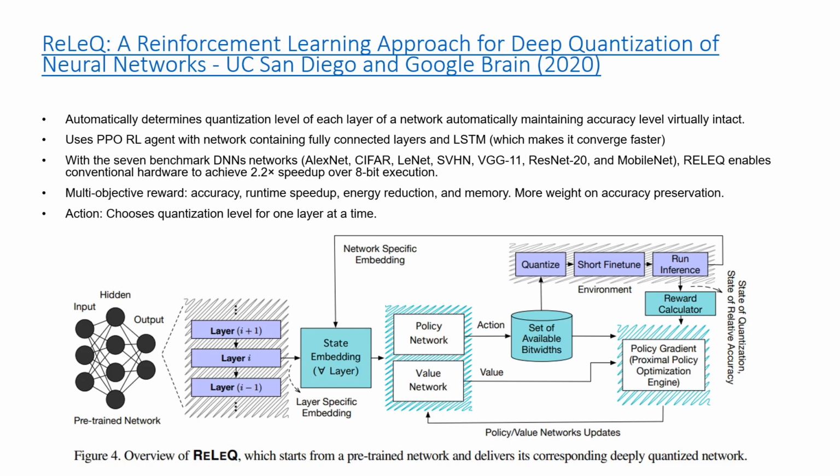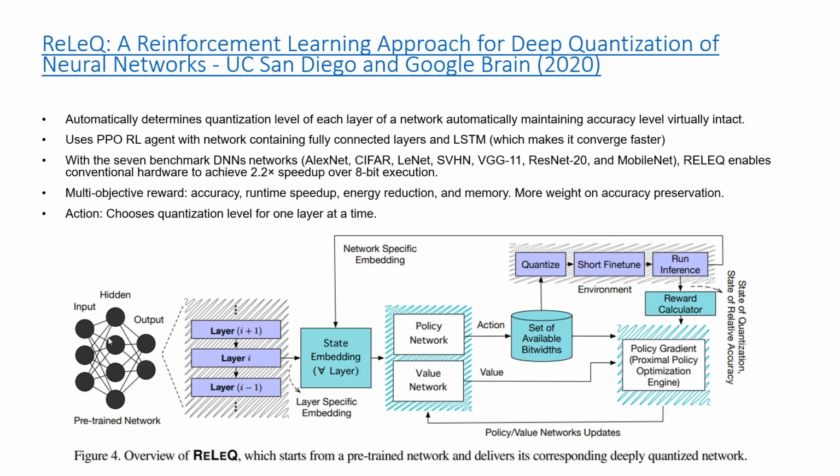As is usual in reinforcement learning, the reward is very flexible, so they include accuracy, runtime speedup, energy reduction, and memory, but they give a higher weight to the accuracy because they want to preserve accuracy during quantization. And the action of the environment is going to be choosing the quantization level for one layer at a time. And you can see a picture of the system below.